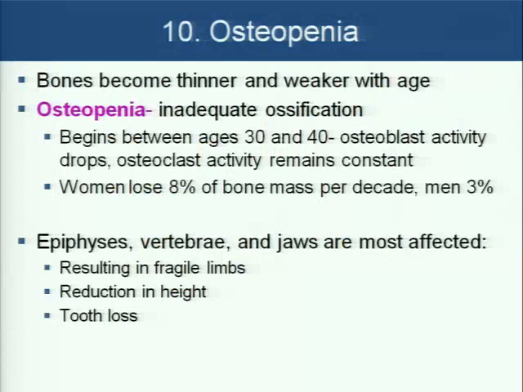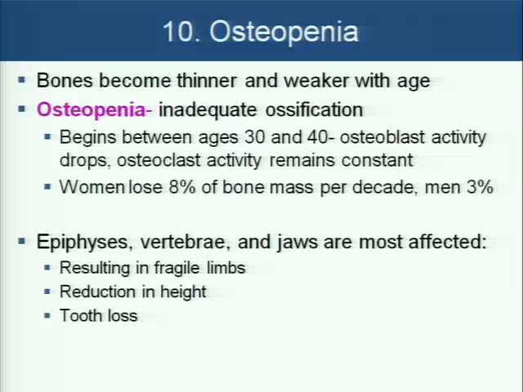Osteopenia. This is a natural process that happens. Your bones are going to become thinner and weaker with age. This is just what happens as you get older. Inadequate ossification, so you're not making bone the way you used to. And it actually starts happening at age 30 to 40.